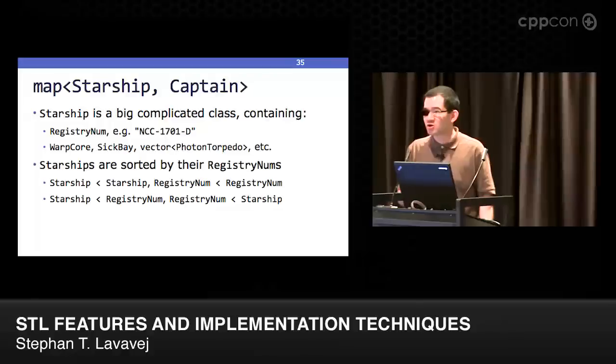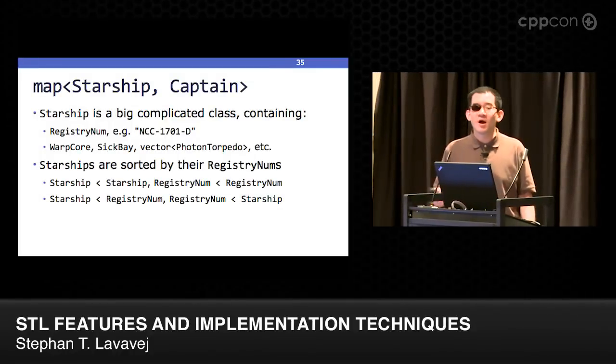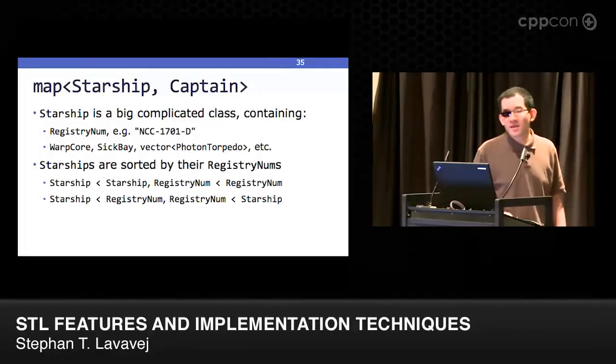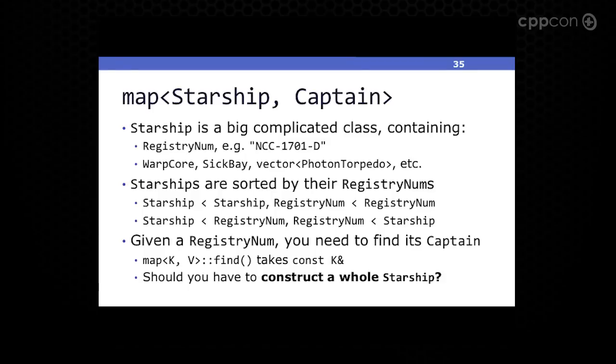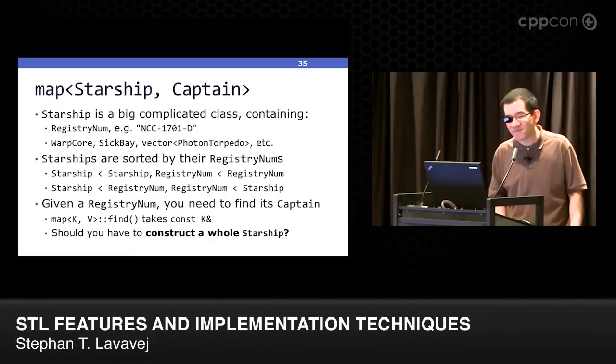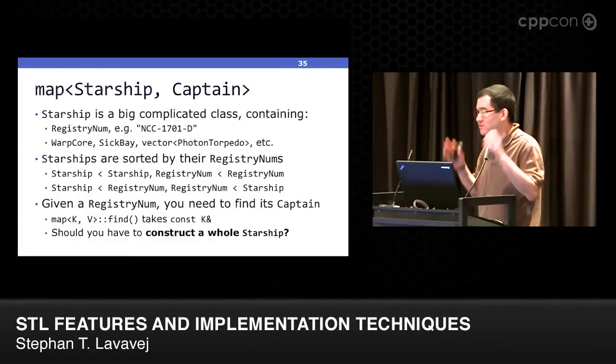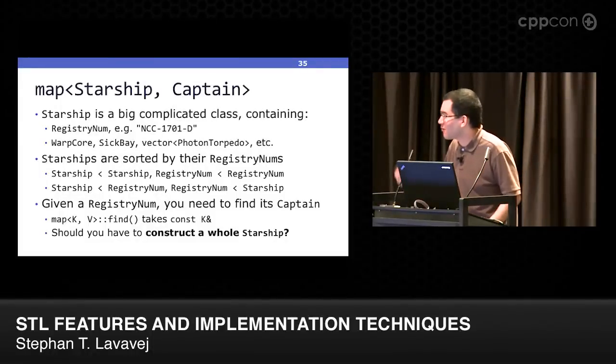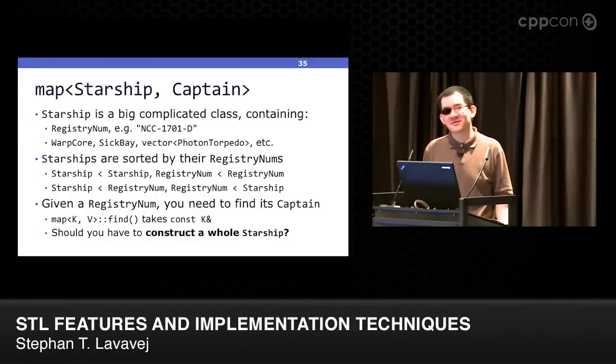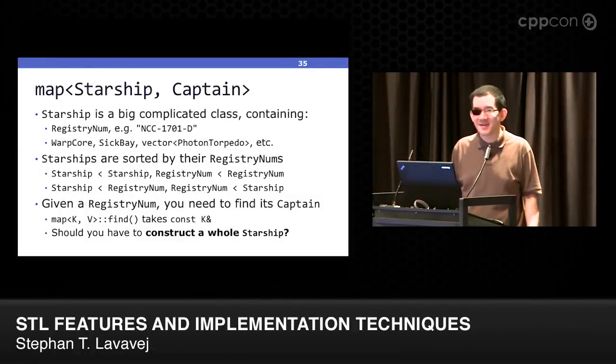So you can compare a starship directly to a registry number, or even two registry numbers if you like. So in some sense, you can ask, OK, I've got a registry number. I would like to look up the captain that's associated with that. But take a look at the signature of map's find. It insists on taking const key ref, in this case const starship ref. So if I just want to look up NCC-1701, do I need to construct a whole starship in order to look it up? And C++98/03 said, yeah, you do.